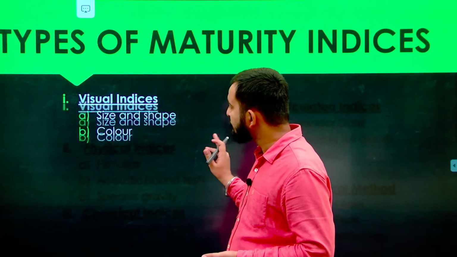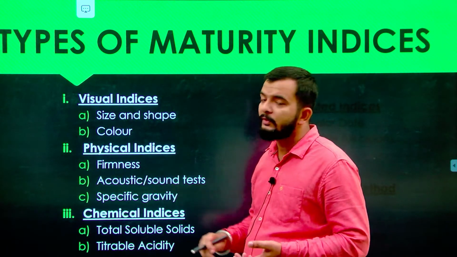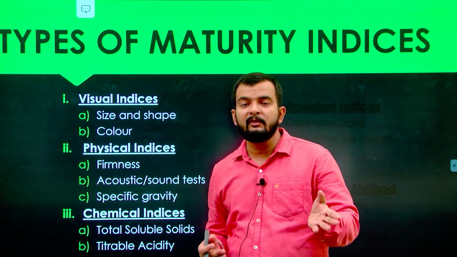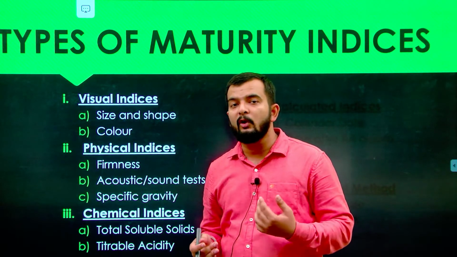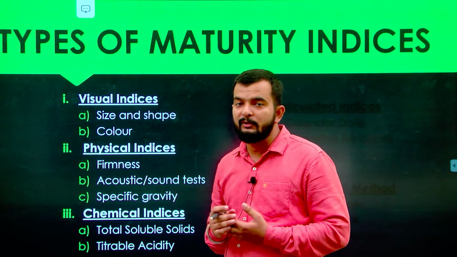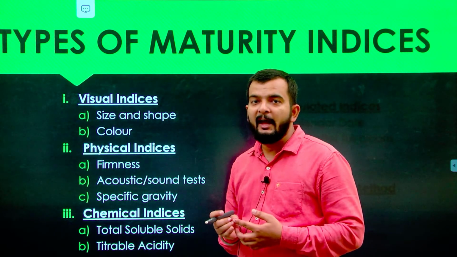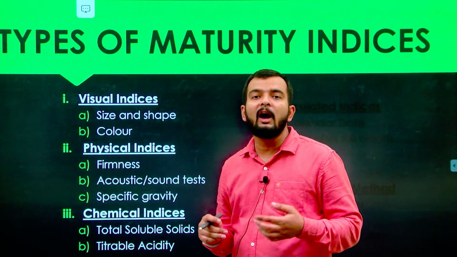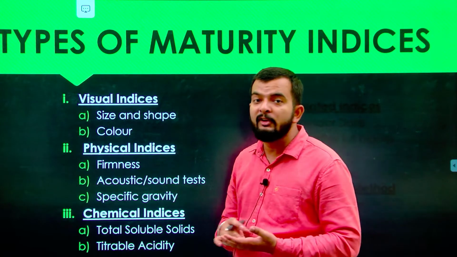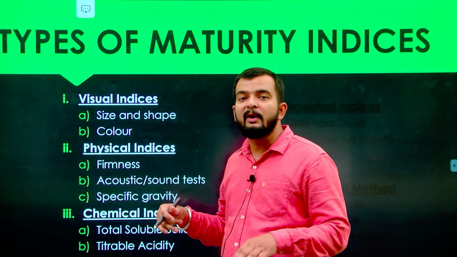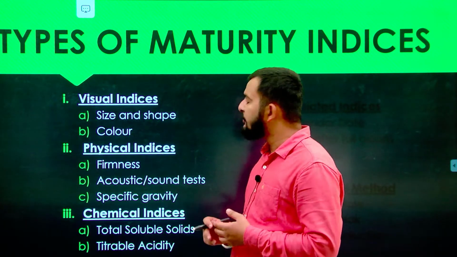Then we have physical indices. Under physical indices, we will study firmness, that is how firm the fruit is, like we have discussed about pectin content. Pectin will convert from an insoluble state to a soluble state, which will decrease the firmness of the fruit. The second one is the acoustic or sound test, where you will learn how we can utilize sound, quantitatively or qualitatively, to identify if the fruit has matured enough or has started ripening. The third one is specific gravity.